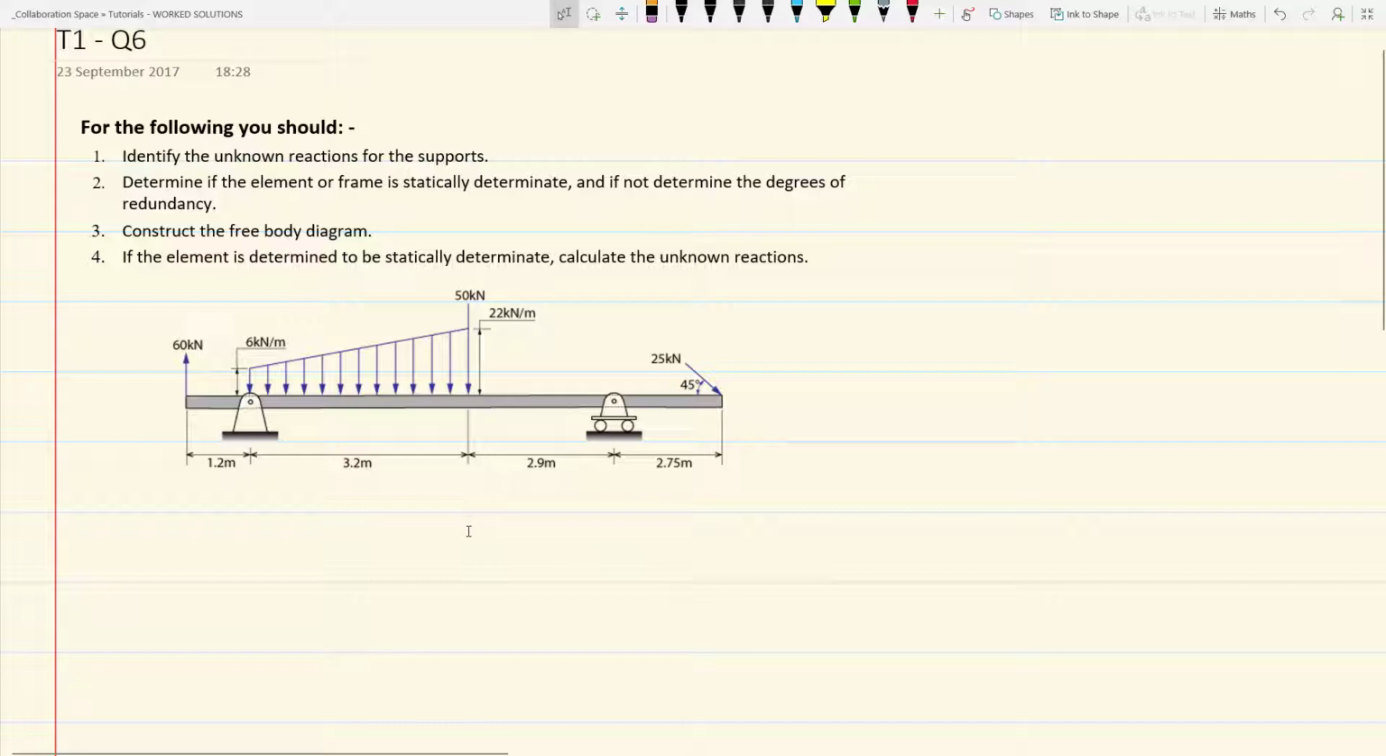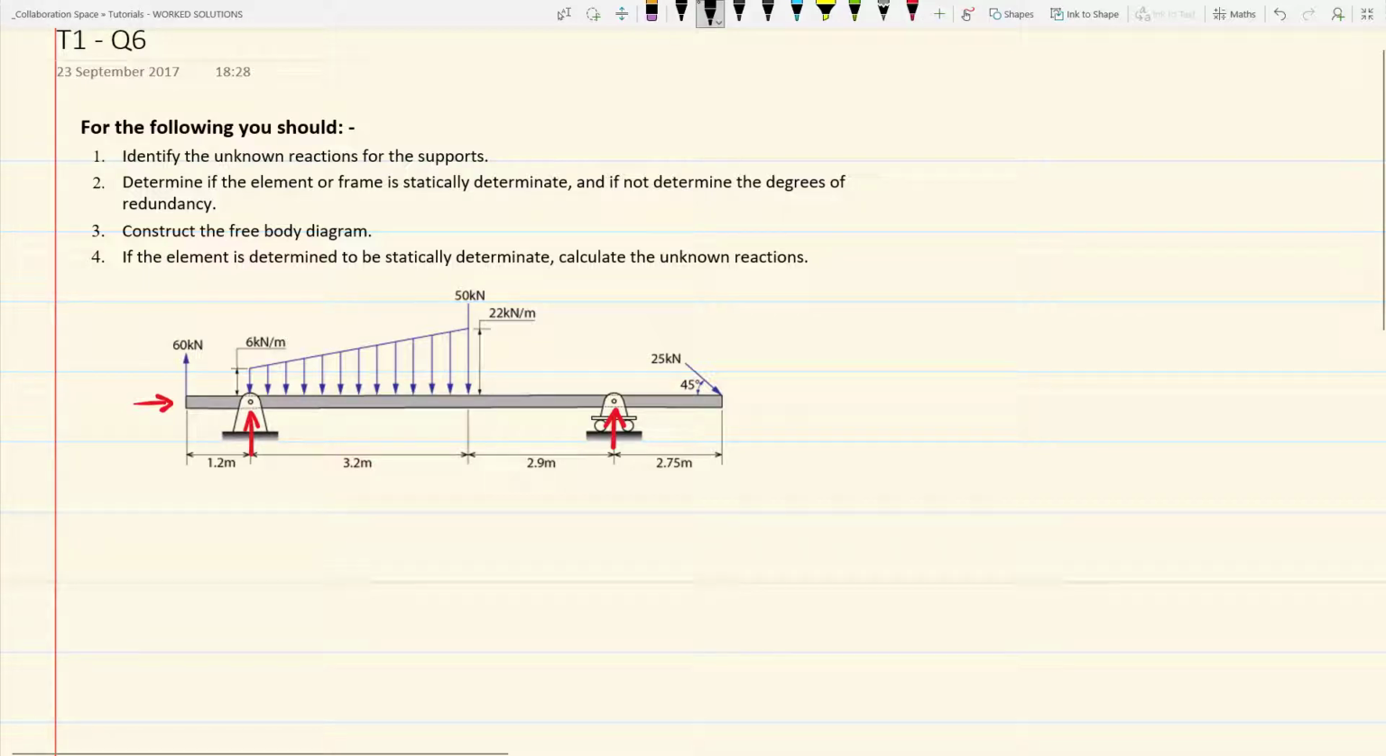You should know from your previous studies that a simply supported beam such as this has three unknowns associated with it. In this case, we have a vertical unknown to the pin support and also a horizontal unknown. Similarly, to the roller, we have just a vertical unknown. That is your three unknowns associated with a simply supported beam.